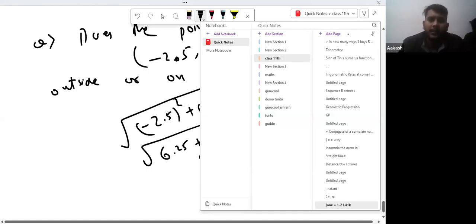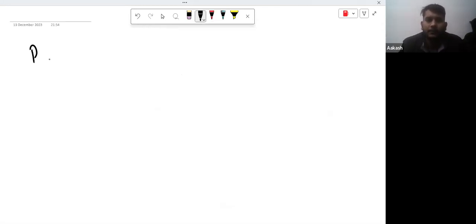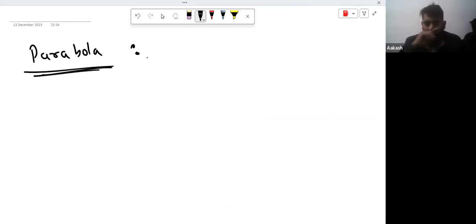So the circle is complete. The next topic is parabola. What is a parabola? In conic sections or straight lines, all we are studying is graphs, right? If we plot enough points, what is the shape of the curve that we get? So this is also a shape, nothing to worry about. But how do we get the shape?